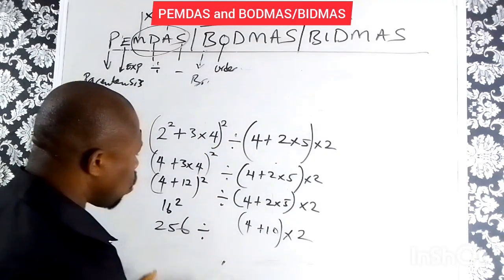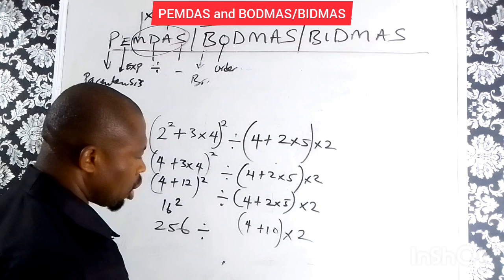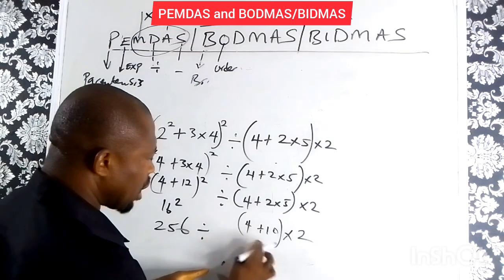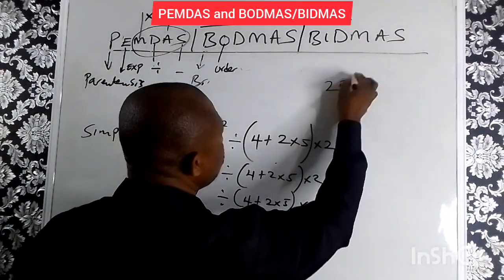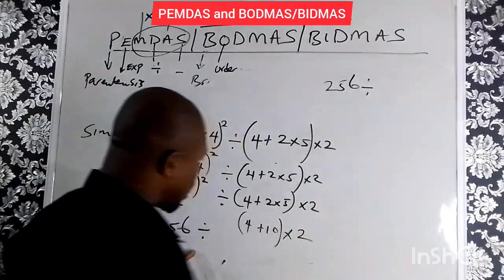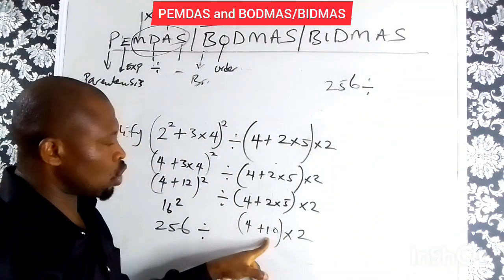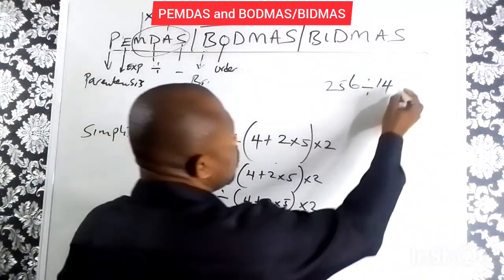Now, we have this side, we have this side. Let us finish this one. If we finish this one, we now have 256 divided by, let me write here. 256 divided by, we have these values here. 4 plus 10, which will give us what? 14. Now we can come out here. Times 2.